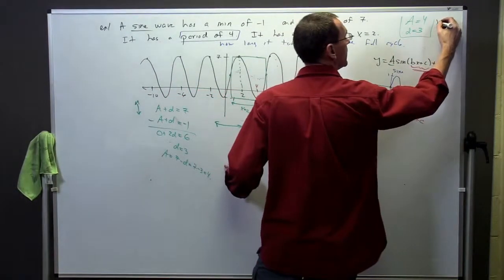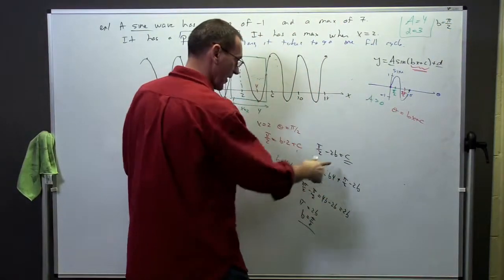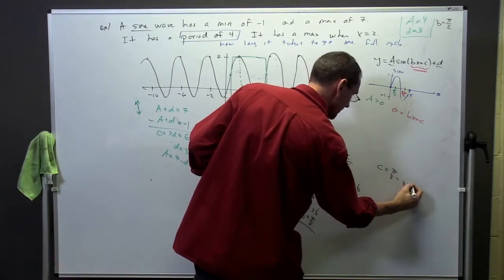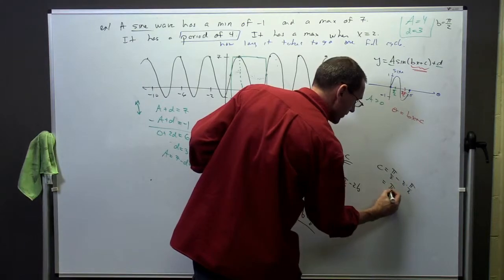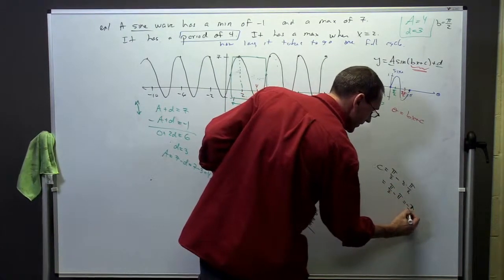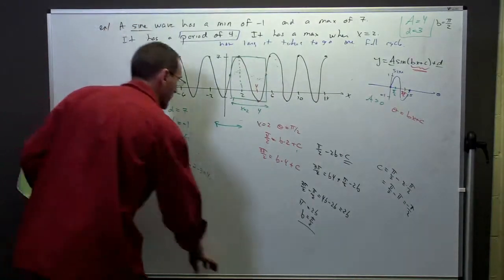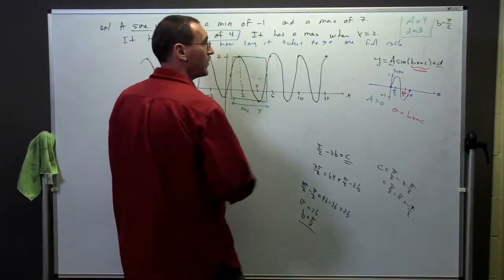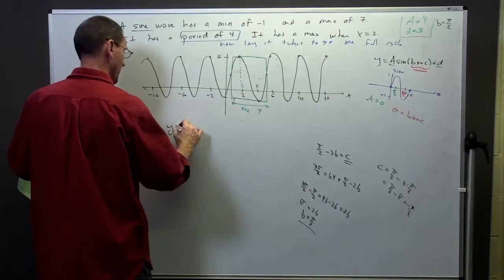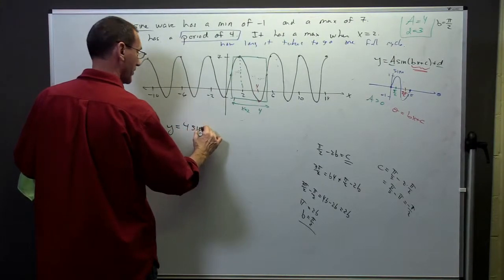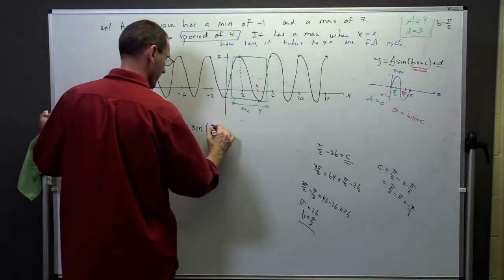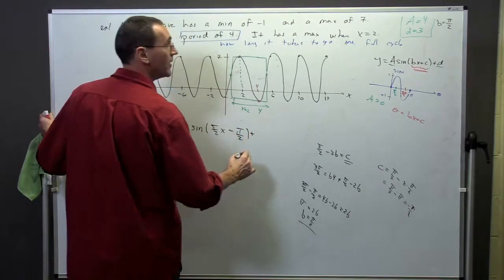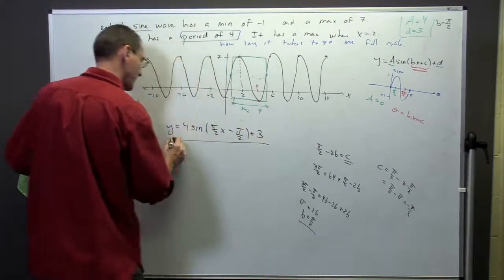So b is pi over 2. And now I can use this to find out what c is. C is pi over 2 minus 2 times b. So that's what? Pi over 2 minus pi is negative pi over 2. So what does that mean? I come back here, plugging back into that expression, y is 4 sine, b is pi over 2, x, c is minus pi over 2, and d is 3. Okay?